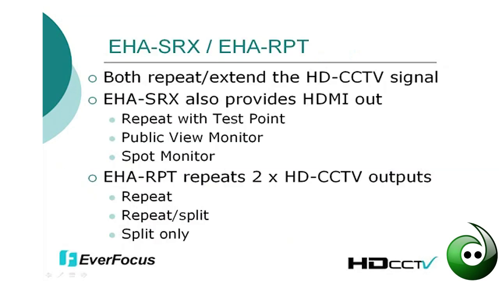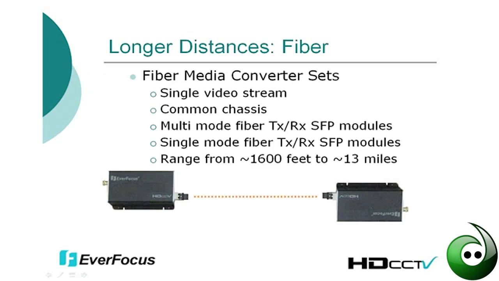So both the EHA-SRX and the EHA-RPT repeat and extend the HD-CCTV digital signal, creating a signal which is identical to the original signal. The EHA-SRX also provides the HDMI output, which can be a repeater with a test point for a public view monitor or spot monitor. The EHA-RPT produces two HD-CCTV outputs to repeat and split, or just to split.